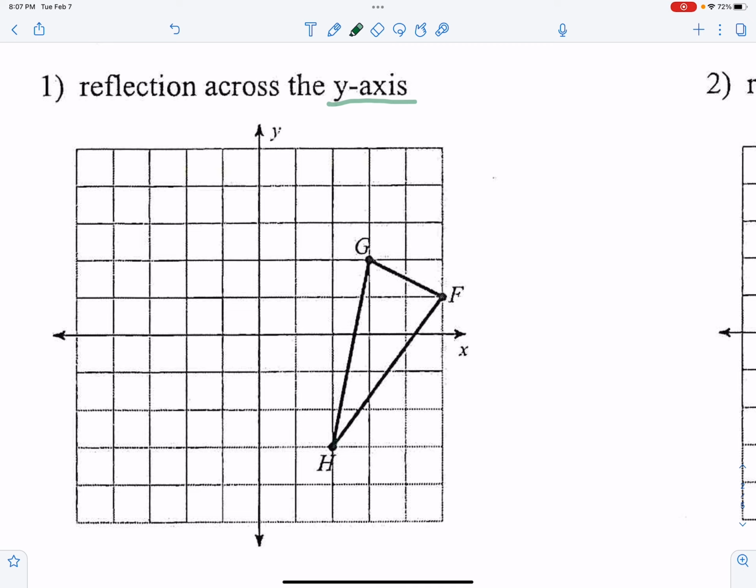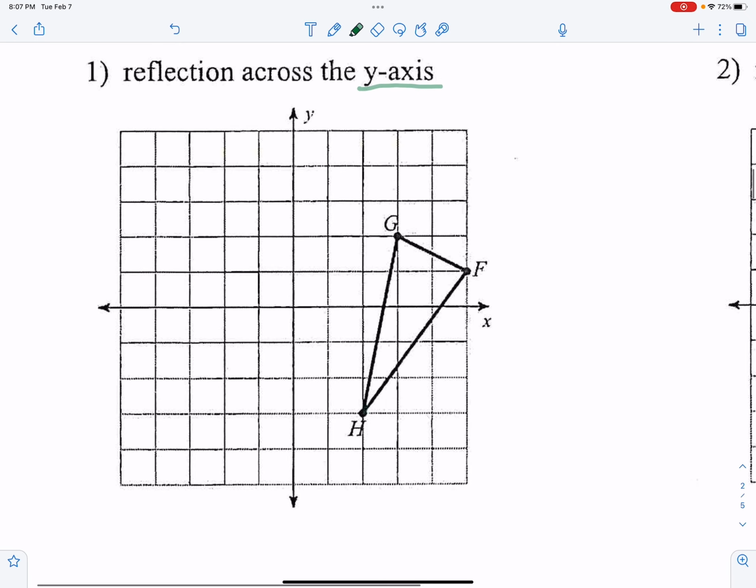So the first thing I'm going to do is find the y-axis, which is right here. I might highlight it a little bit. It might be hard to do with your paper, but it's probably a good idea. We're flipping this triangle over this line. How do we do that?